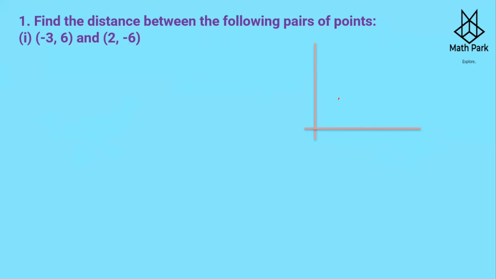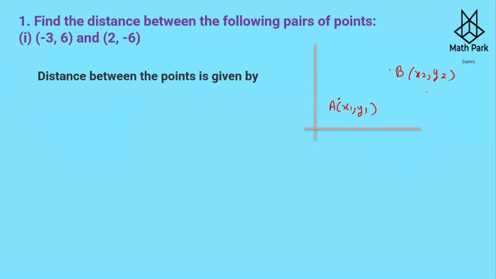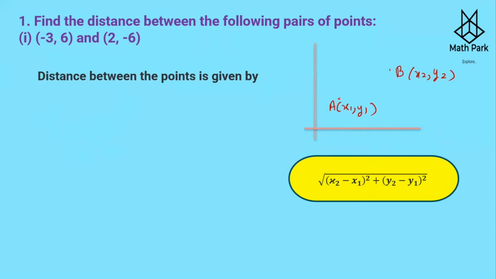So we have a distance formula. Say in coordinate plane, we have a point A, whose coordinates are x1, y1, and the coordinates of B are x2, y2. Then the distance formula says the distance between this point A and B is given by root of x2 minus x1 the whole square plus y2 minus y1 the whole square. The proof of that is not required here. So we start with the first question.